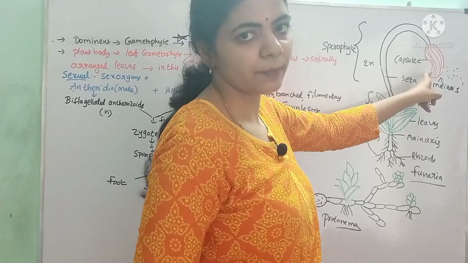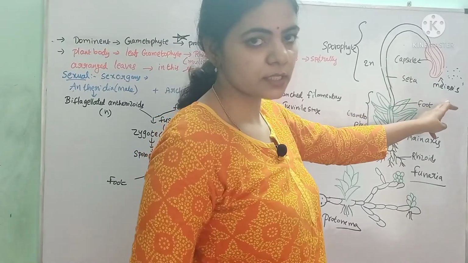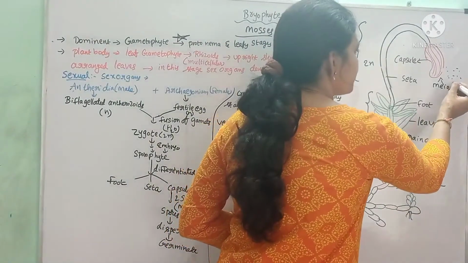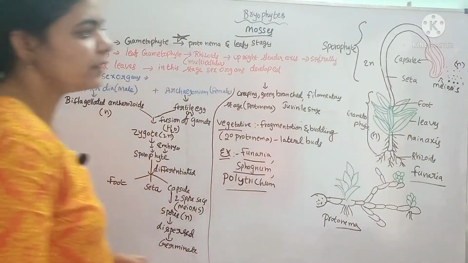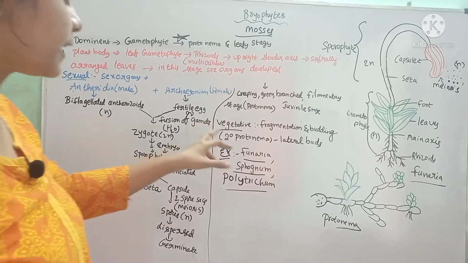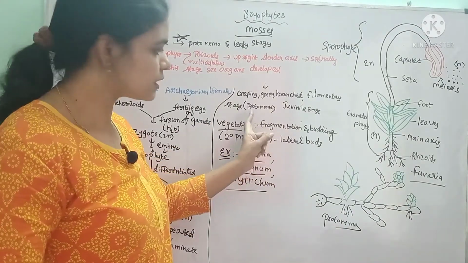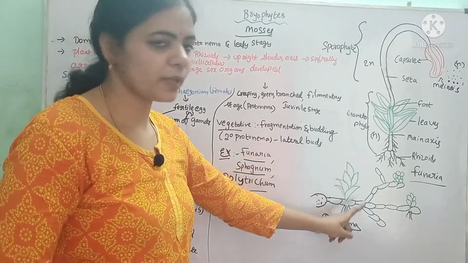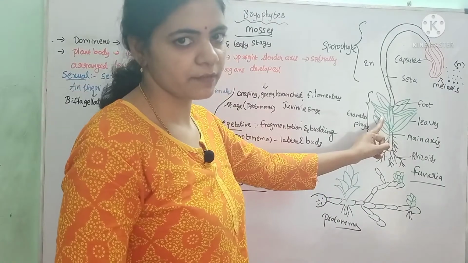Inside the capsule, what happens? There are spore mother cells that undergo meiosis and produce haploid spores. The spores are haploid. These spores will germinate and develop, not directly into the gametophytic stage. Instead, there is a juvenile stage seen, which is called the protonema stage. From this protonema stage, the gametophytic stage develops.